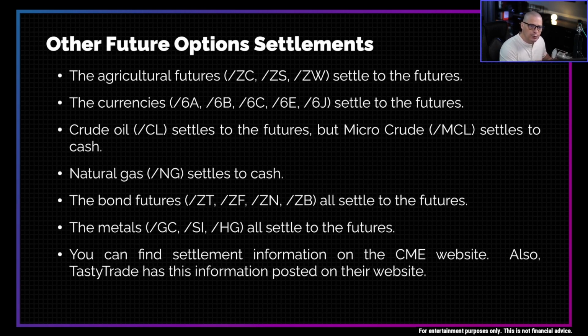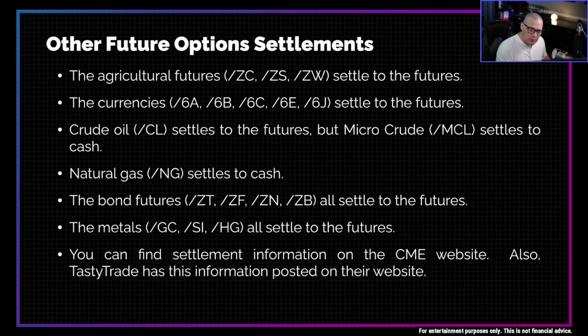What about the other futures options settlement? Let's talk about the agricultural futures. So that's your corn, soybean, wheat. They all settle to the underlying futures contract. There's no cash settlement. It always settles to the underlying futures contract. The same thing with the currencies. So your Aussie dollar, British pound, Canadian dollar, euro, Japanese yen, they all settle to the futures contract. Crude oil settles to the futures, but here's the thing, micro crude settles to cash. So it's different between the big crude product and the micro product.